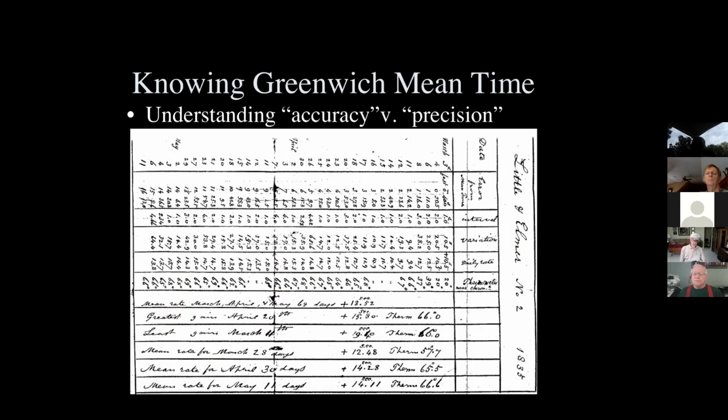So this is a chart from an American chronometer from about 1835. And what we can see is that this chronometer was gaining, on average, about 14 seconds a day.